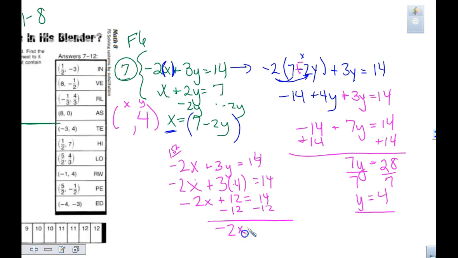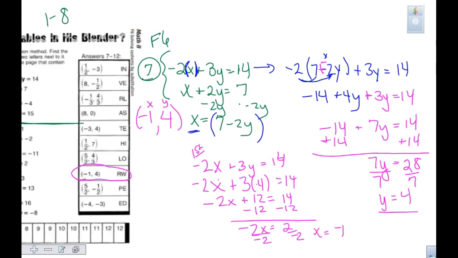-2x equals 2. We divide both sides by -2. And if I'm looking at that answer, my value for x should be -1. So I'm looking down here and I find -1, 4. So that is my answer for 7.